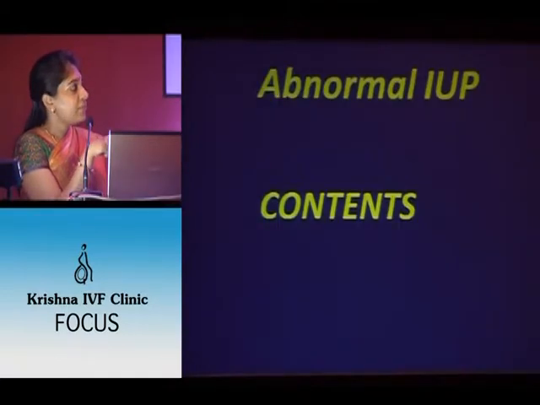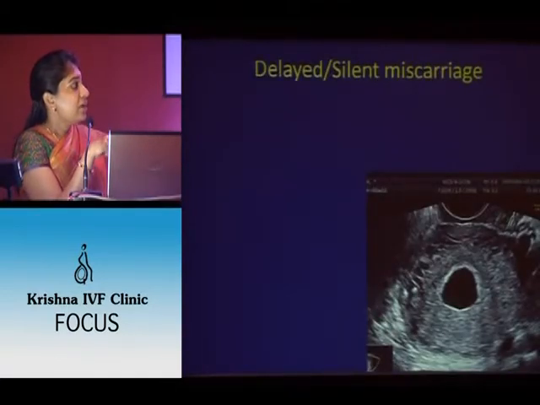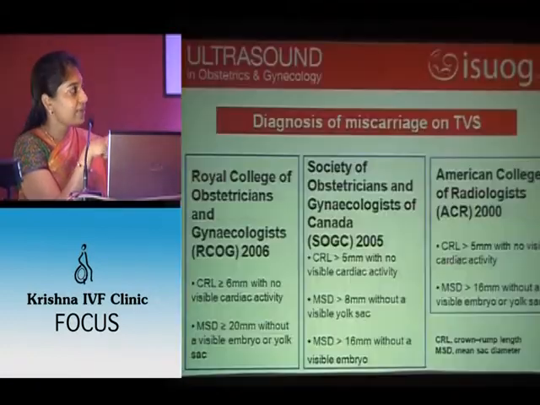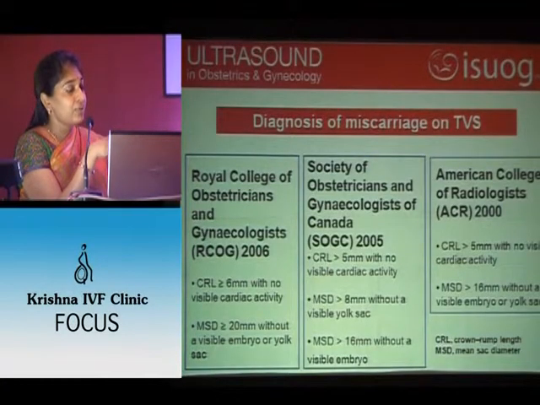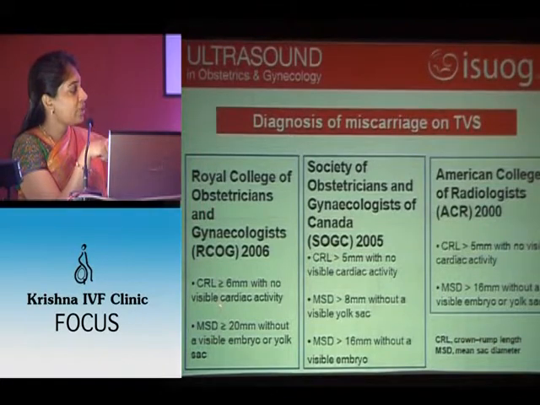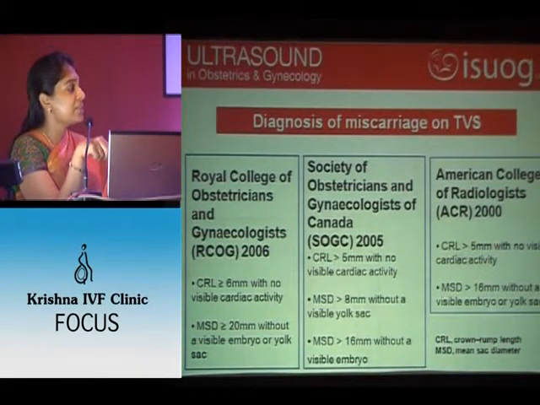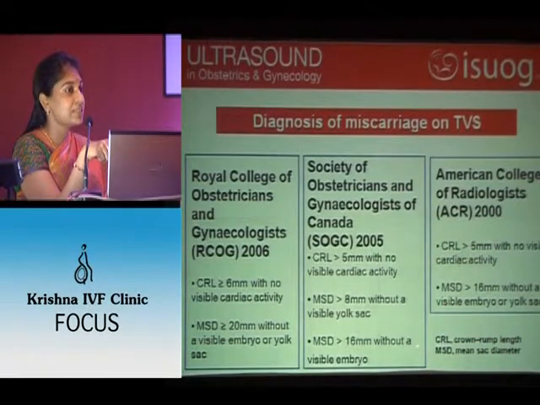So coming to the abnormal intrauterine contents, when you see the gestational sac empty without any fetal pole or yolk sac, we call it a silent miscarriage. Or sometimes we see a fetal pole but without cardiac activity, we again call it a missed miscarriage. But when do we really have to call it? Because different societies have different opinions about this. The Royal College says mean sac diameter is 20 millimeters, but the American College says mean sac diameter of more than 16 millimeters.